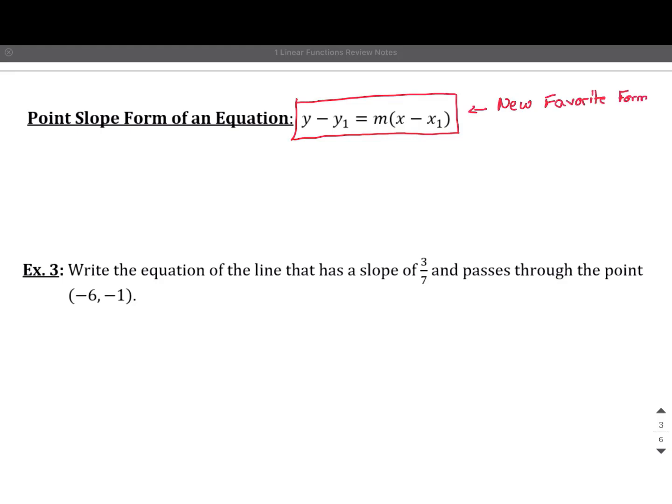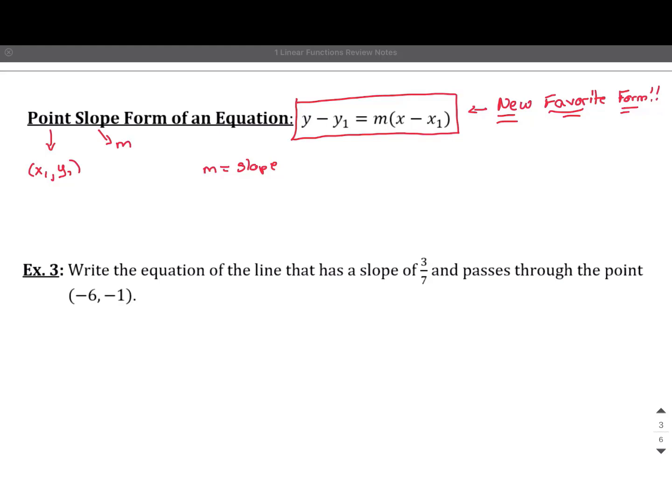Now, you may not believe me, and every year I have kids that say, no way, I love my y equals mx plus b, but you know what? Before the end of the year, I have converted them. This will be your new favorite form of the equation of a line, especially for this year, and if you're planning to take AP Calculus next year, you're going to love this form. This is the form you want to use. Remember, m is still your slope, and it passes through the point x1, y1. So it's a point-slope because we know a point and we know the slope.